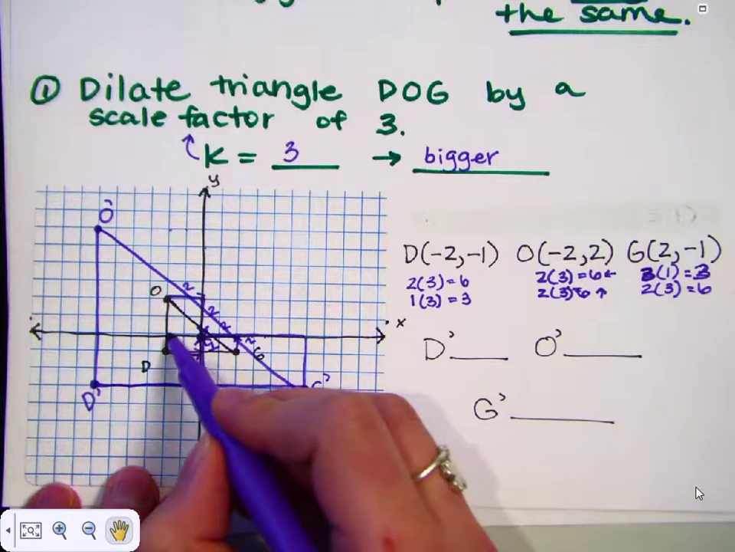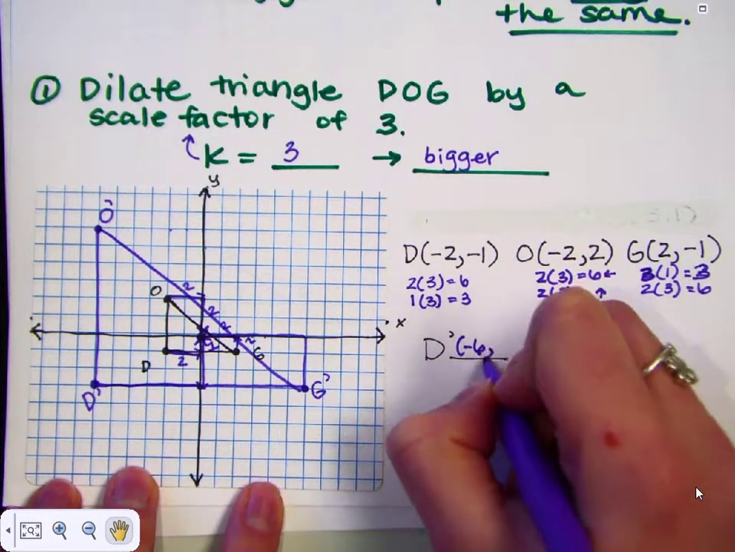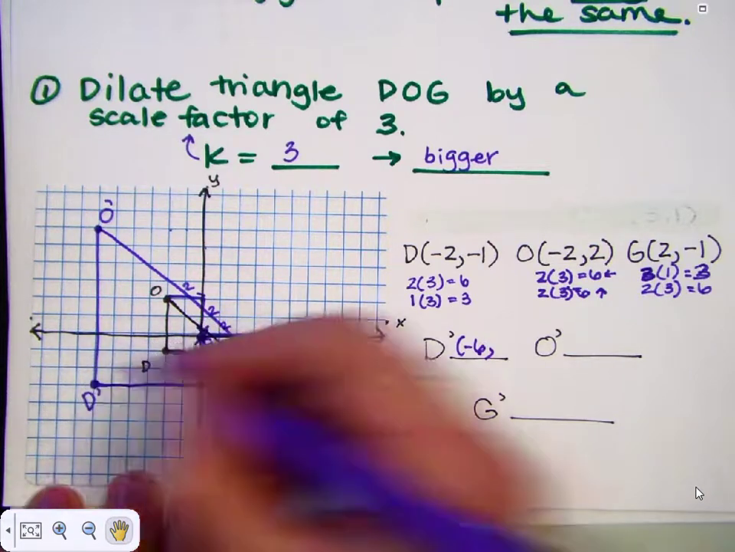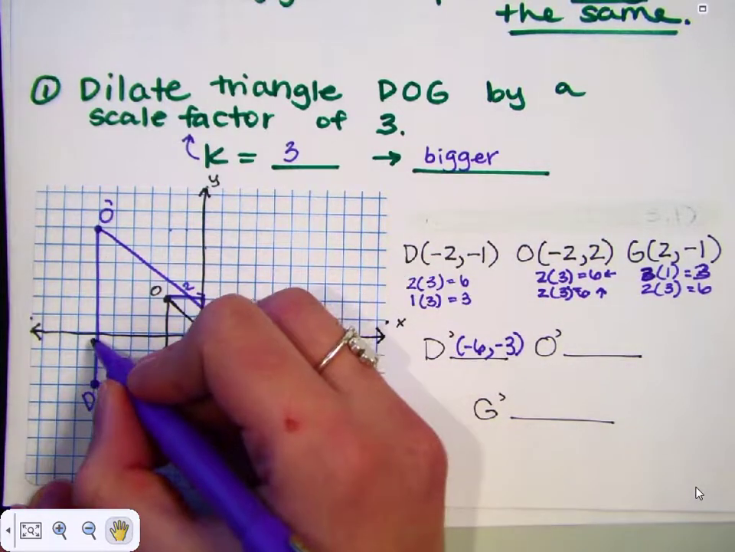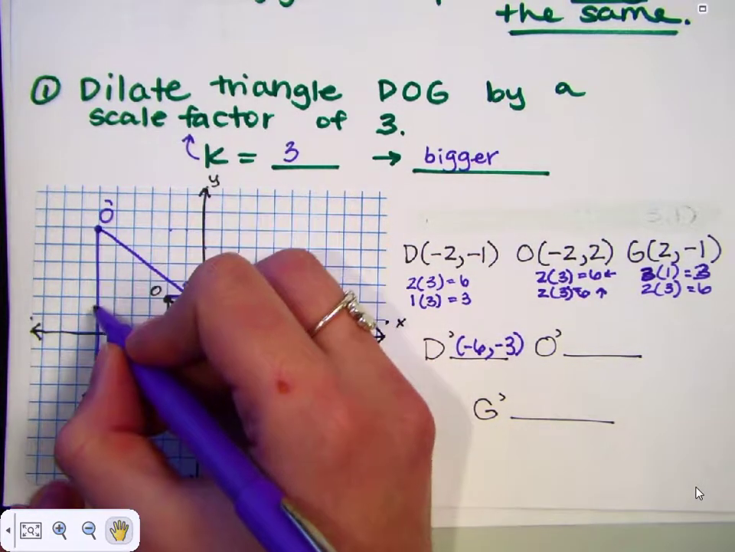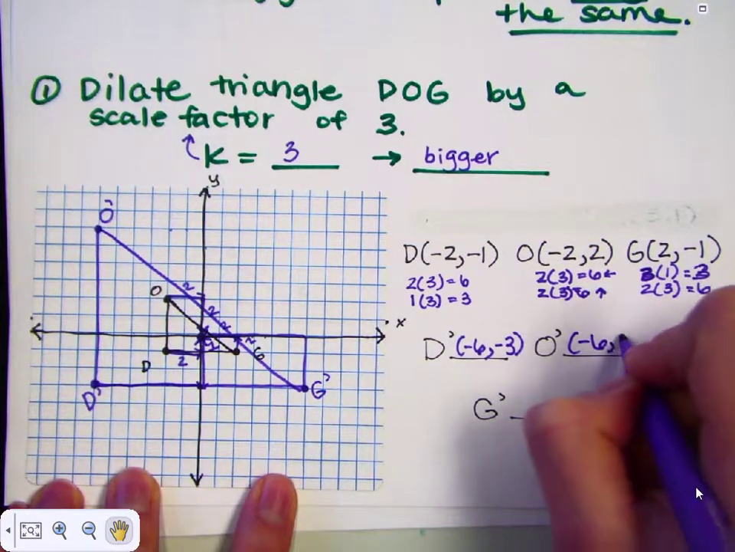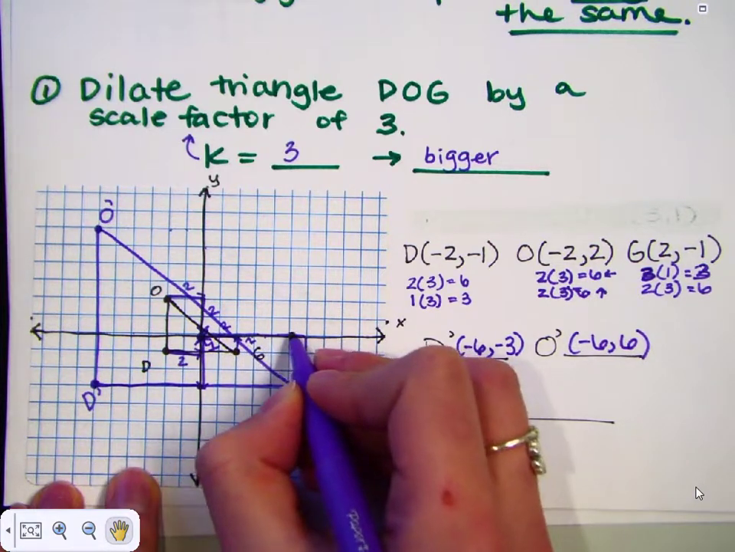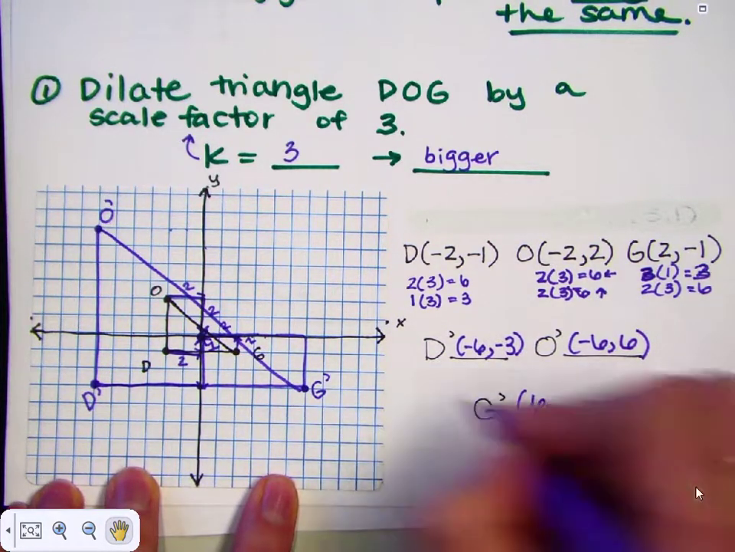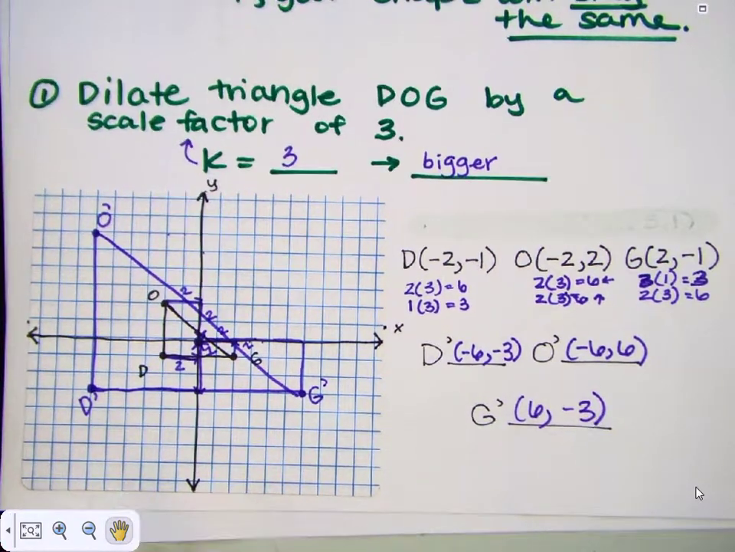So that one was (-6, -3). Make sure you use parentheses. O prime is (-6, 6). And G prime is (6, -3). And that is how you dilate a shape bigger.